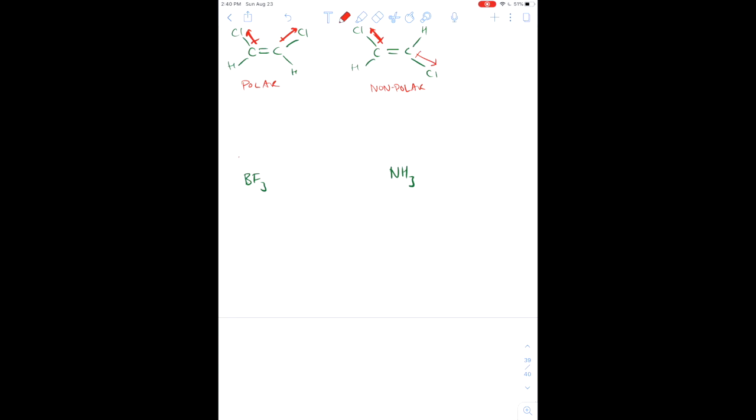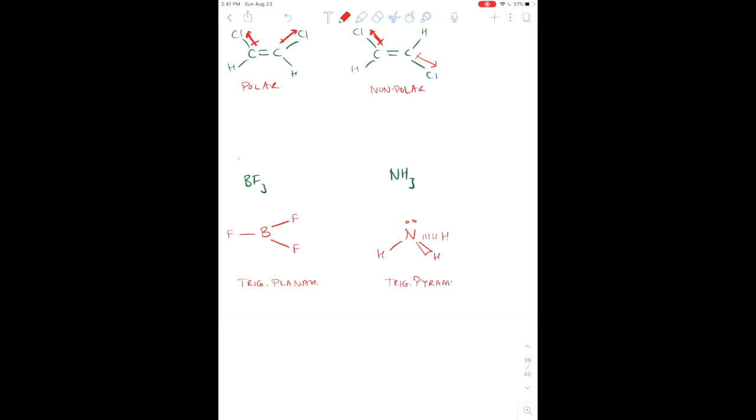All right, let's take a look at BF3 and NH3. This is a perfect example of why you should know how to draw your three-dimensional structures. BF3, drawn as such. This is trigonal planar, okay? And so we should know that. And NH3, even though it's got a similar formula, right? Three things on that nitrogen, it is not trigonal planar. And so it is actually trigonal pyramidal, okay? Because of that lone pair on there.